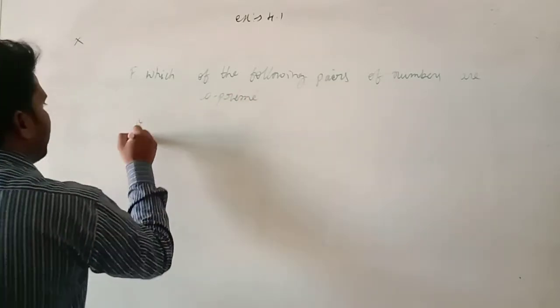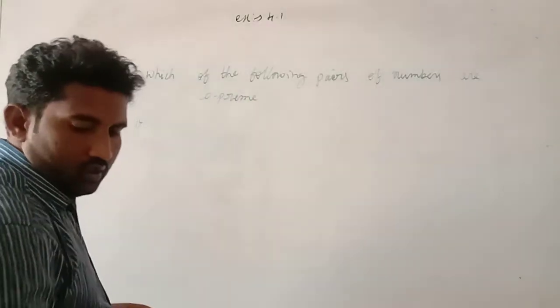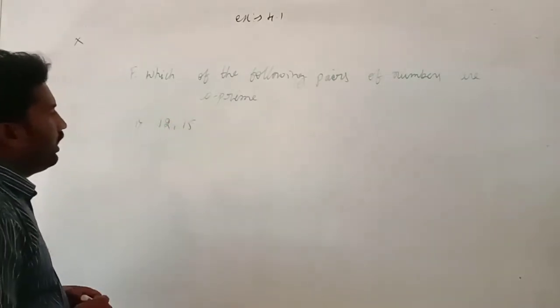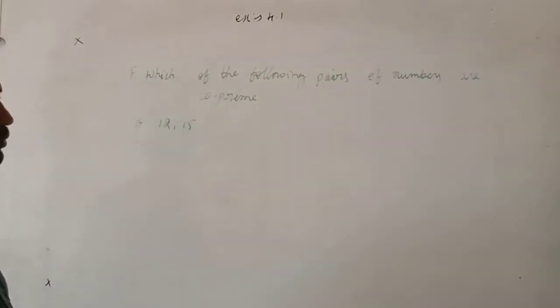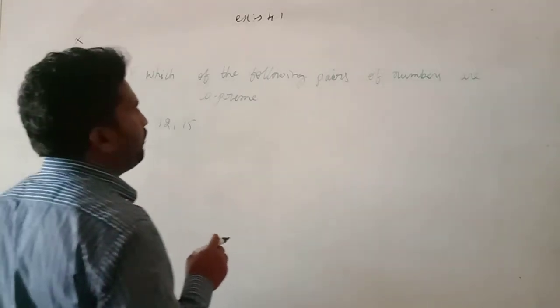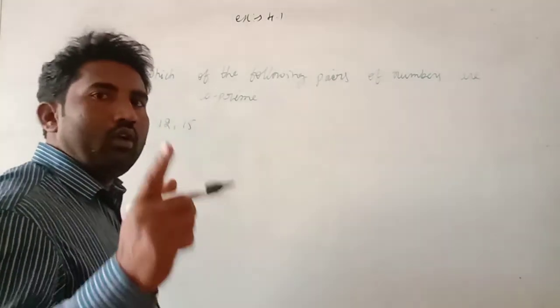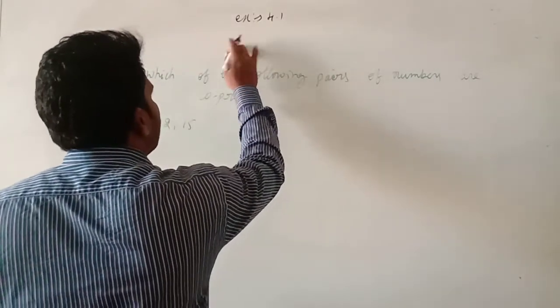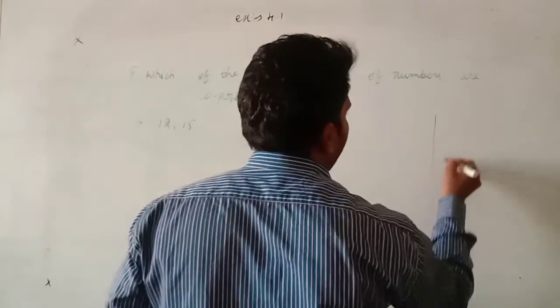Okay, so first one, 12 and 15. So is 12 and 15 co-prime or not? So how can you decide whether 12 and 15 are co-prime? By checking the factors of 12 and 15. Okay, what is co-prime? Co-prime means the common factor should be only one.